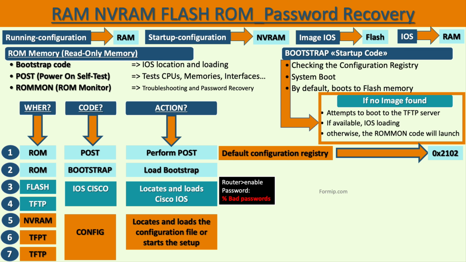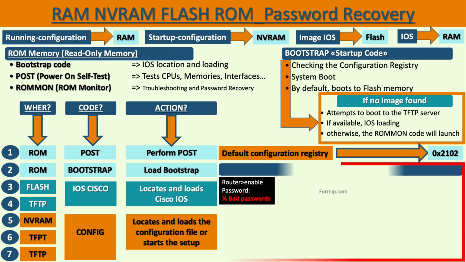The only solution is the password recovery method, which consists of modifying the configuration register to tell it to start ignoring the startup configuration file, the startup config. This way, we can launch an enable without a password, copy the startup config to our running config, and change the password. Let's see how to do it.